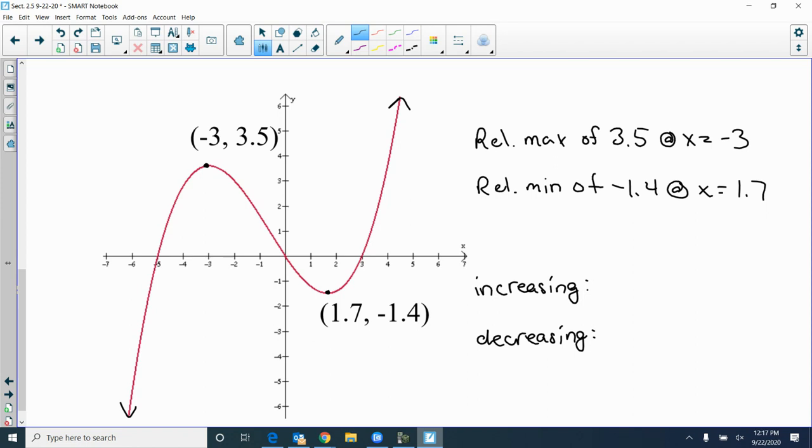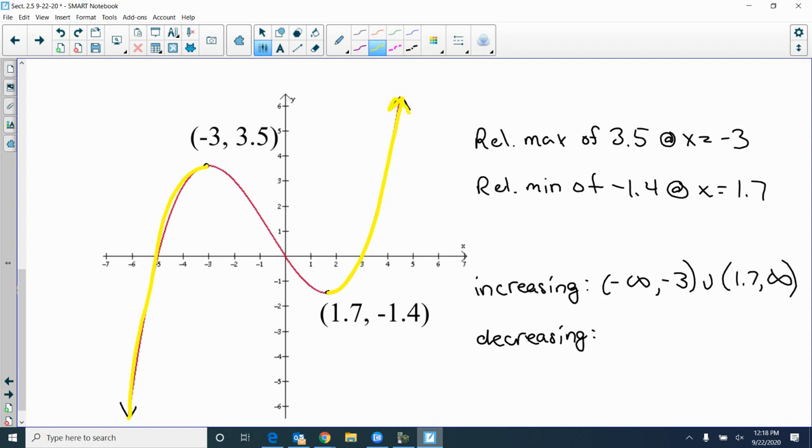For that. Thomas, Cassie, what do you think on increasing? Negative infinity to -3. Okay. And 1.7 to infinity. Yep, you're going to use the x coordinates. Just for union, if you get two different intervals, union in between there. So that's where it's increasing from left to right. Goes up to that point, and then from 1.7.